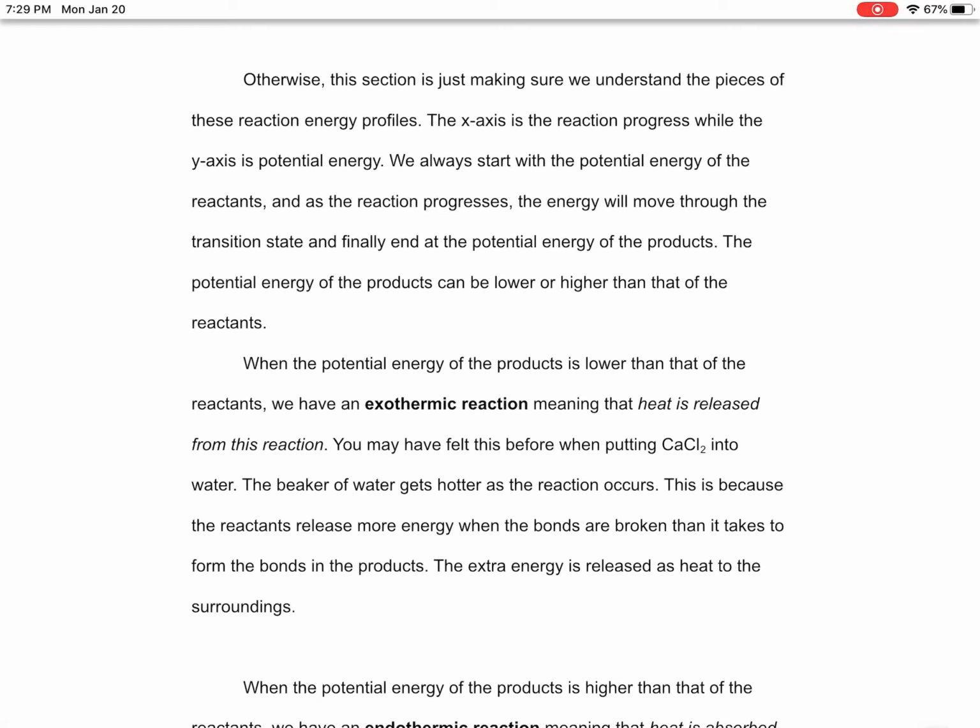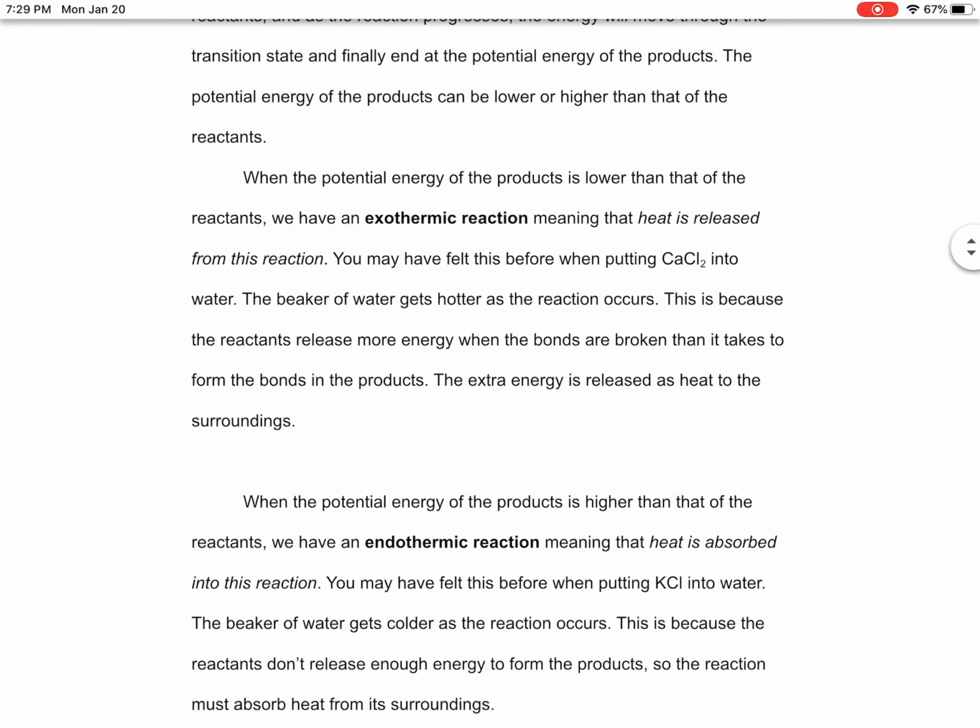Okay? So, otherwise, this section is really just making sure we understand the pieces of those reaction energy profiles. The x-axis is the progress, the y-axis is potential energy. We always start with potential energy of the reactants, and as the reaction progresses, that energy is going to move through the transition state and finally end at the potential energy of the products. Now, it's important to note here that the potential energy of the products can be higher or lower than that of the reactants. And when that happens, it's going to give us a different kind of reaction.